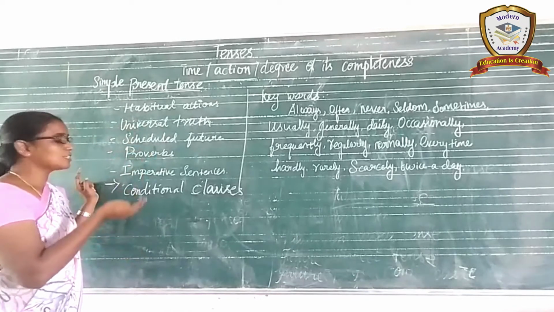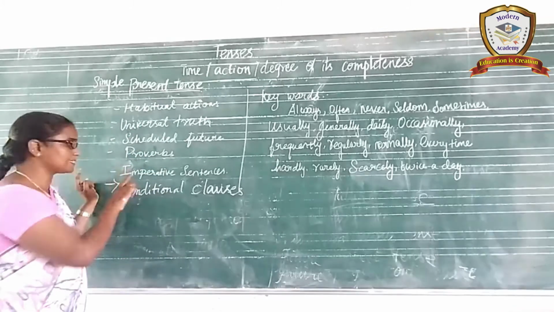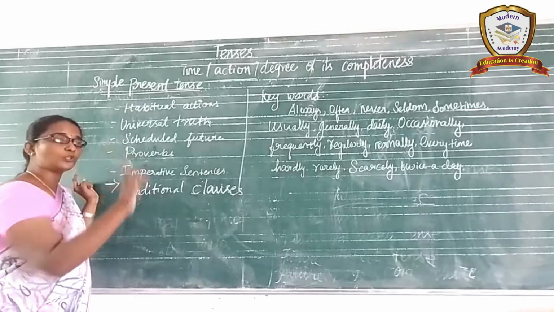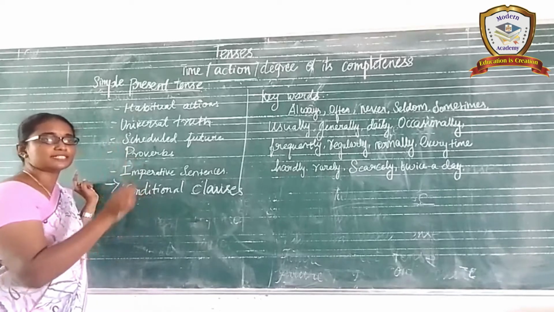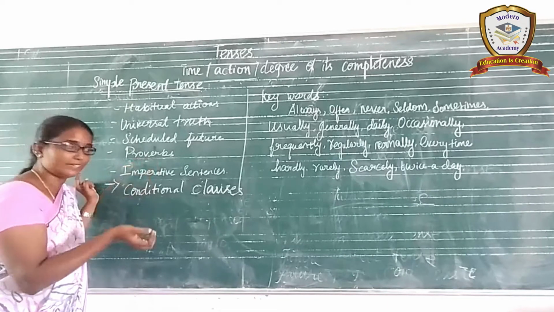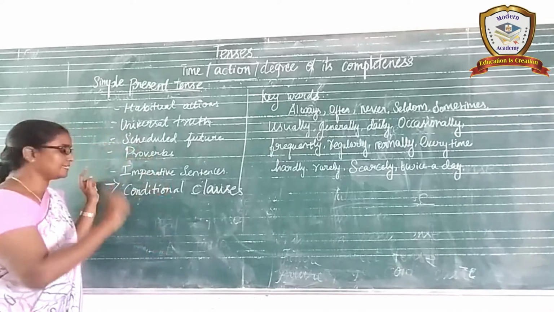Understand? Slow and steady wins the race. For all the proverbs, we should use the simple present tense. Next, imperative sentences: don't open the door, don't close the door. Understand? Please bring me a cup of coffee, please bring the book, please give me a pen. In every imperative sentence, you should use the simple present tense verb.